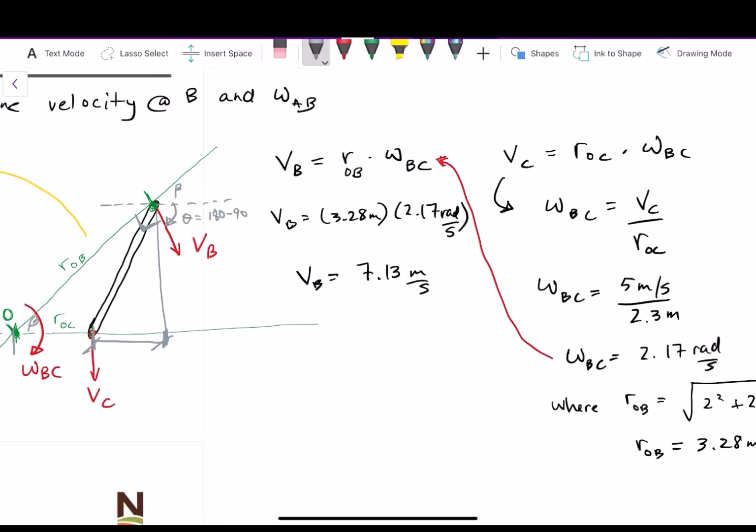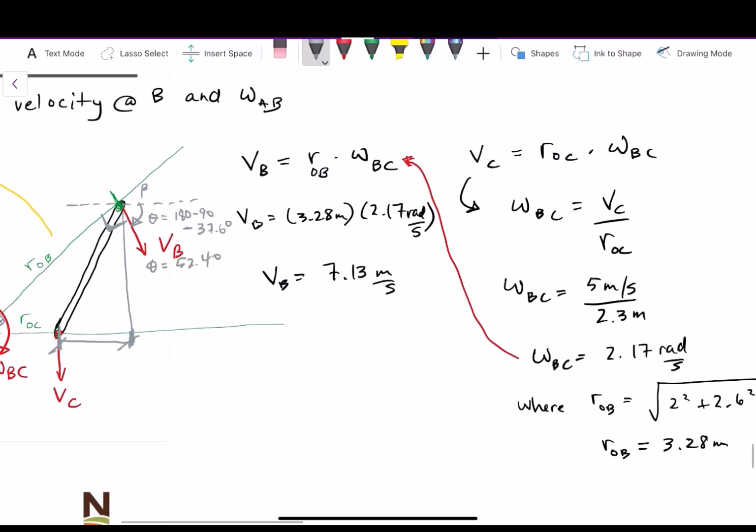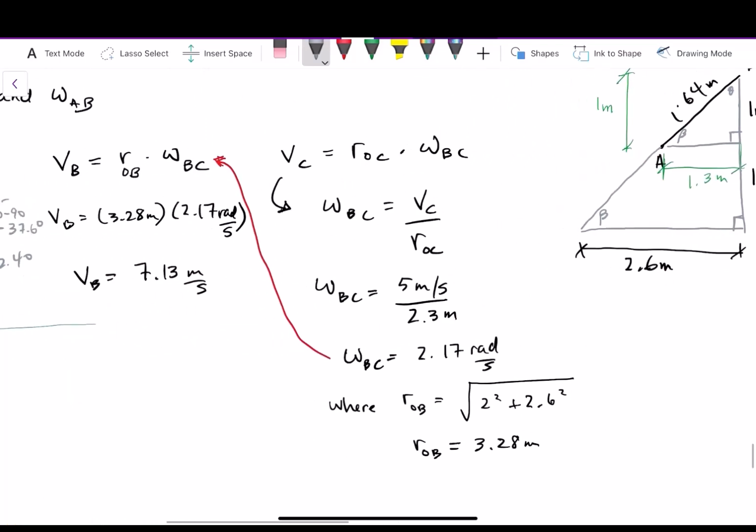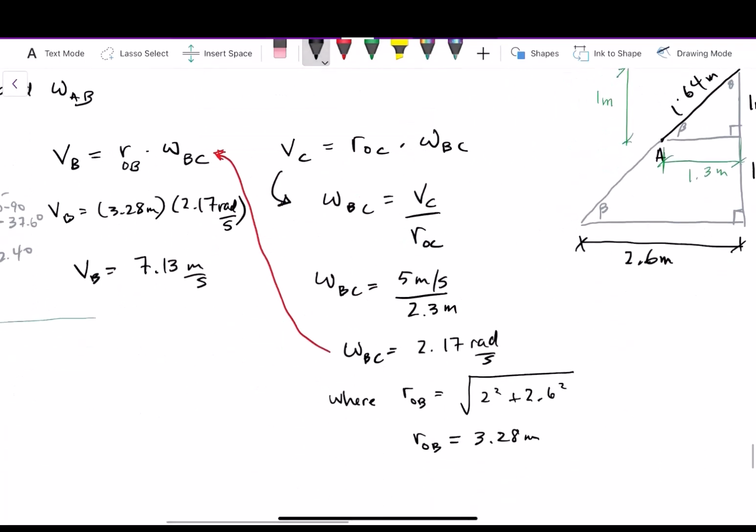So we would have to calculate that angle, which you can easily find since this is a right angle triangle. I'll let you do that. You should be able to find that that is 37.6 degrees. And so theta is a total of 52.4 degrees. So if I go back here, that means that VB is 7.13 meters per second at an angle down like this of 52.4 degrees. And that's our final answer for VB.